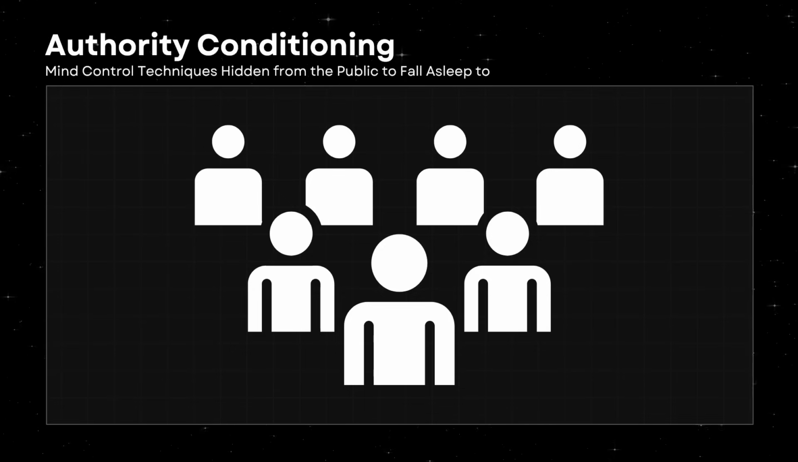Authority conditioning can also be enforced through punishment. If a person disobeys, they may face shame, fines, or arrest. Others see what happens and fall in line. Over time, the cost of doubt feels too high. People obey to avoid trouble, not because they believe. The system stays intact because no one wants to stand out.